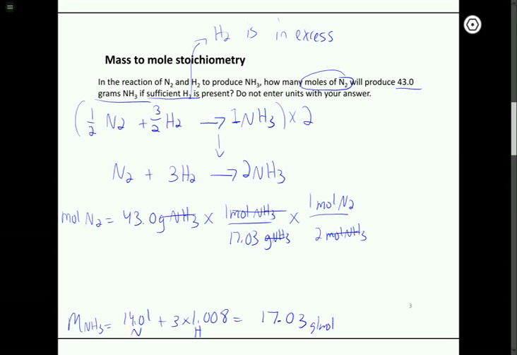And here we now stop. Again, very often we would convert this into a mass amount or some other amount, but the question is asking us for moles of N2. Always check for what the question is asking you, and then stop there once you get there. Don't do any extra steps that are unnecessary. So we convert into moles first, then we use the mole ratios, and we should get 1.26 moles of N2.